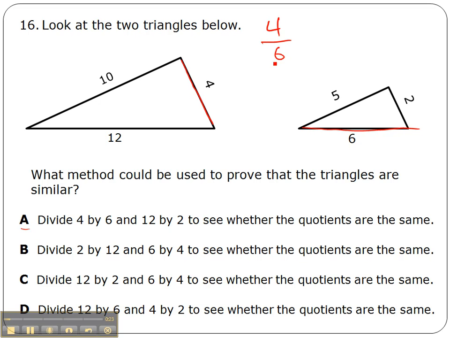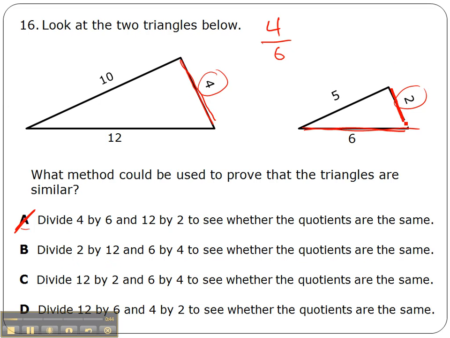we're comparing this side of this big triangle to this side of this small triangle, but these sides are clearly not the corresponding sides. 4 is the smallest side on this triangle, and 2 is the smallest side on this triangle. So you would want to compare those two sides to try to prove that these triangles are similar, so that cannot be right. Divide 2 by 12.